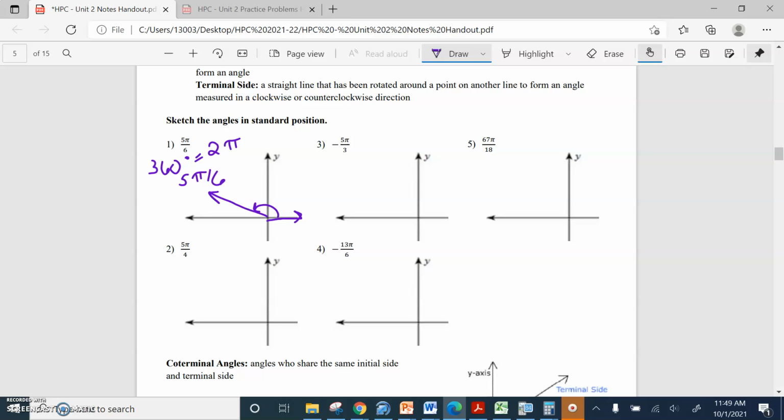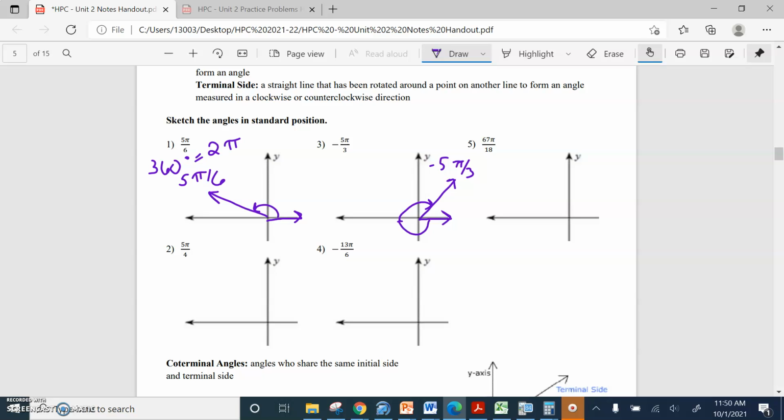Let's do another one though. It has a negative out front. I'm going to skip 5 pi over 4 for now and get to a negative example. So the negative 5 pi over 3, again, we start our initial side on the positive x-axis, but this time we're going to go around backwards. 3 pi over 3 is halfway around. 6 pi over 3 would get us all the way around, but we're only going 5 pi over 3, so we're going to stop short by 1/3 like that. So negative 5 pi over 3, just like that.